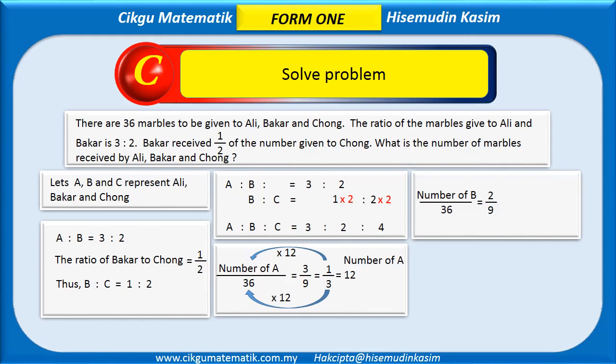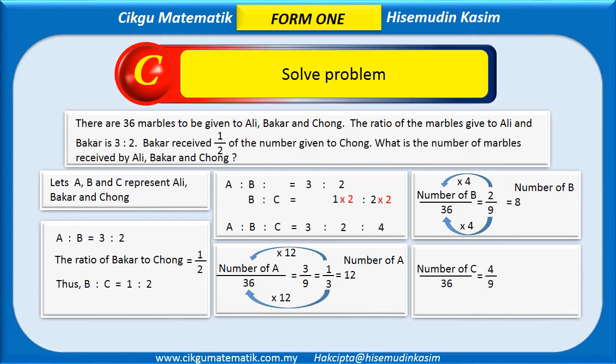Number of B over 36 equal to 2 over 9. 9 times 4 equal 36. 2 times 4 equal number of B. Number of B is 8.